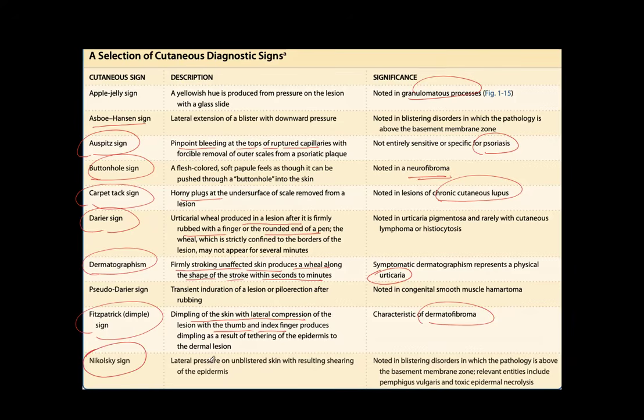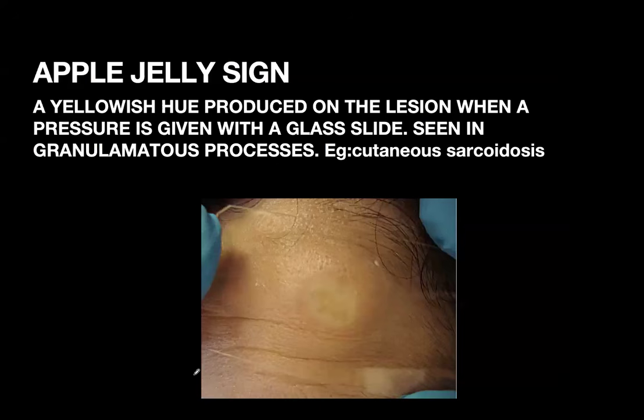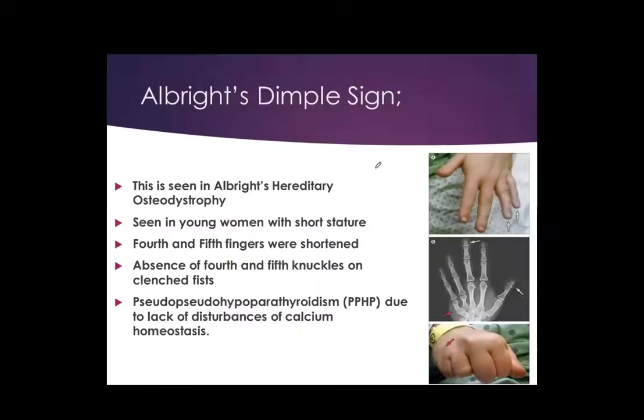And Nikolsky sign, this is classically seen in pemphigus vulgaris as well as toxic epidermal necrolysis, or your good old TEN. Here, the lateral pressure on unblistered skin will result in shearing of the epidermis. All right. This is the apple jelly sign. What is it? A yellowish hue produced on the lesion when pressure is given with a glass slide. This is typically seen in cutaneous sarcoidosis.